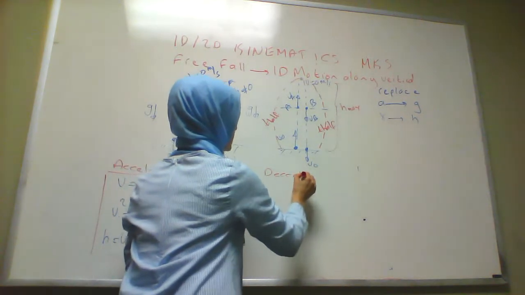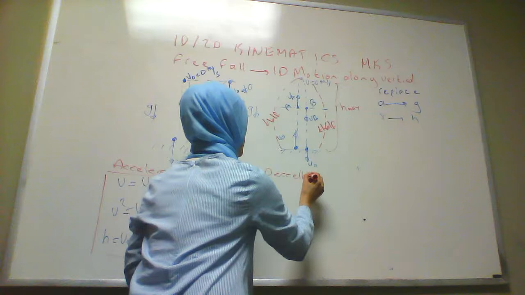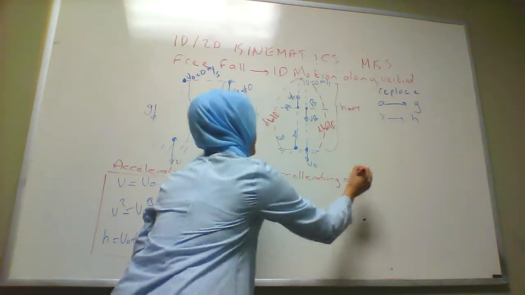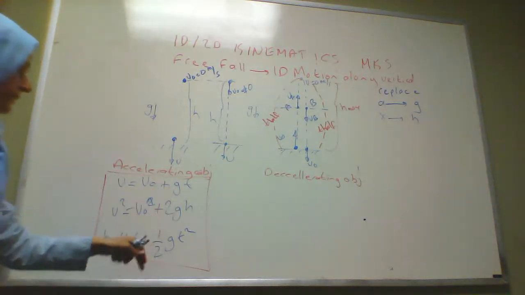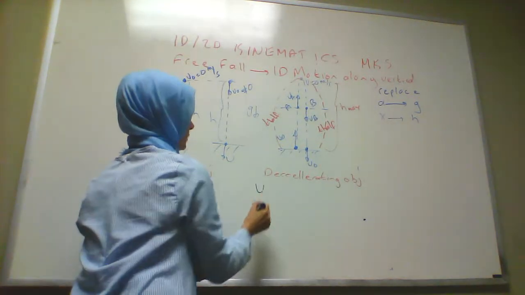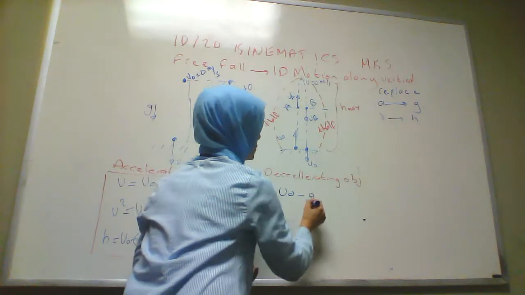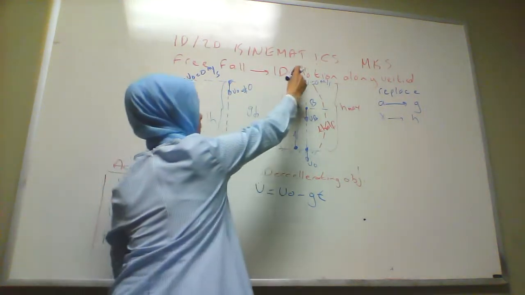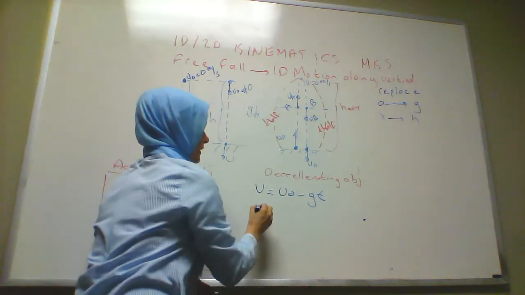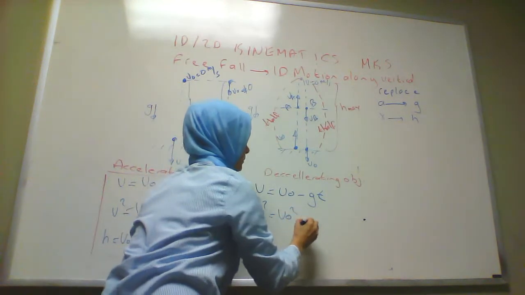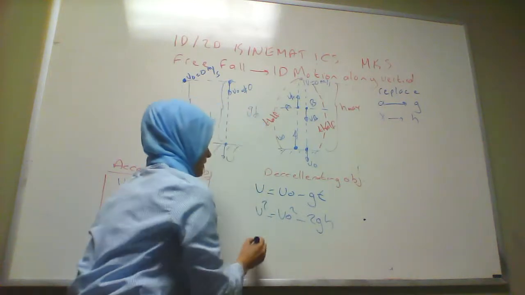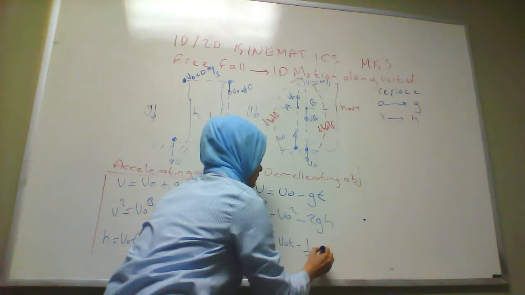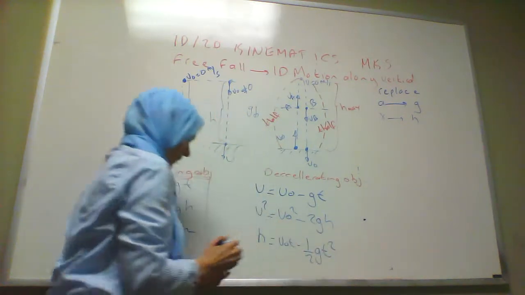So for decelerating objects, what we have will be the same equations with minus in here. Let me write this down for you as well. So we will have v0 minus gt. This would concern the first part of this motion here. Second part, still acceleration. V squared is equal to v0 squared minus 2gh, and h is equal to v0t minus 1 over 2 gt squared.